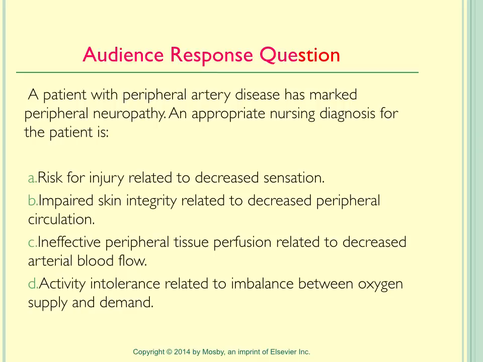So there is a question in the end. A patient with PAD has marked peripheral neuropathy. An appropriate nursing diagnosis for the patient is what? So there are four options. Risk for injury related to decreased sensation; impaired integrity related to decreased peripheral circulation; ineffective peripheral tissue perfusion related to decreased arterial blood flow; and activity intolerance related to imbalance between oxygen supply and demand. The answer is A. Risk for injury related to decreased sensation.